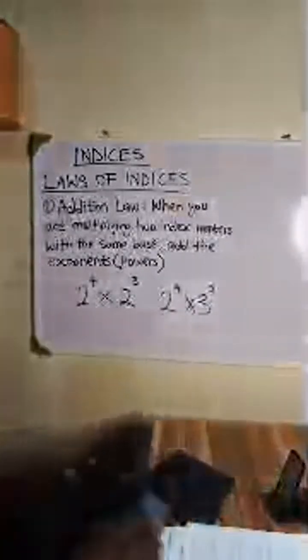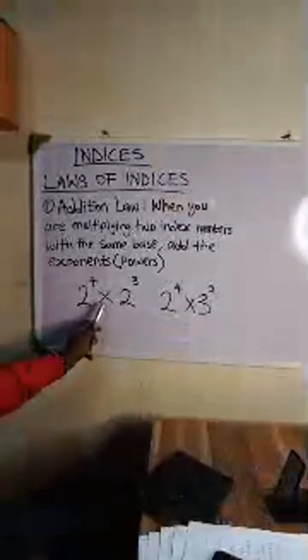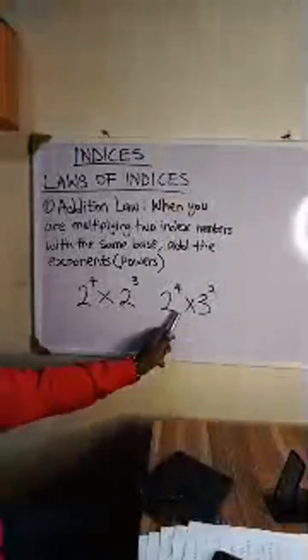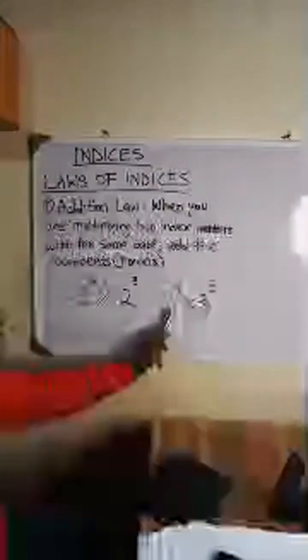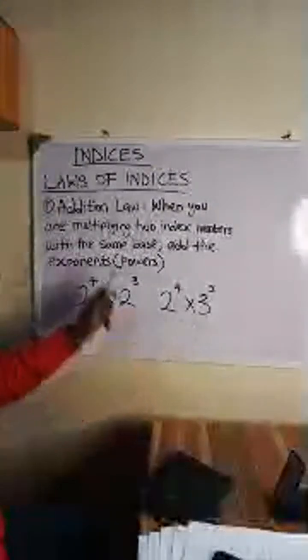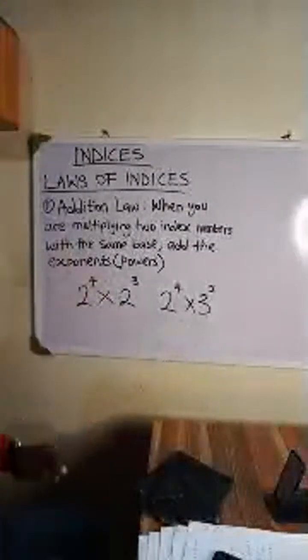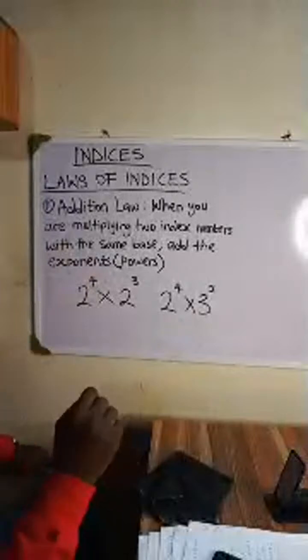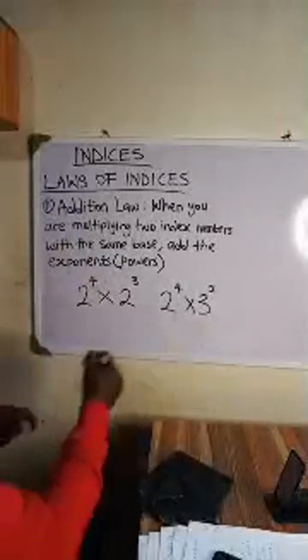Okay, so here the bases are the same, but here the bases are different. So since here the bases are different, you cannot apply this addition rule, because for you to apply the addition rule, the bases have to be the same. So you can't apply it here.